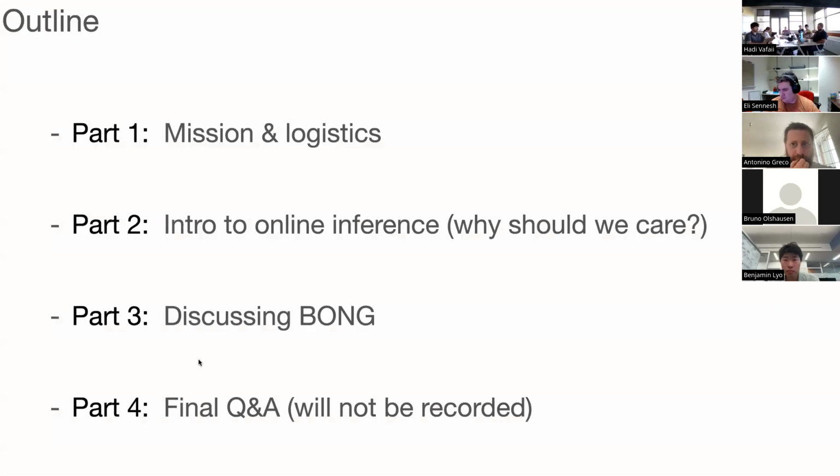And this meeting has the following outline. Because this is the first meeting, we have a few slides just to introduce what we want to accomplish, that is, what our mission is, and some logistics stuff. And after that, we're going to introduce inference and then online inference, and then motivate why we should care about this, why it is an interesting problem, before going to the actual paper's discussion.